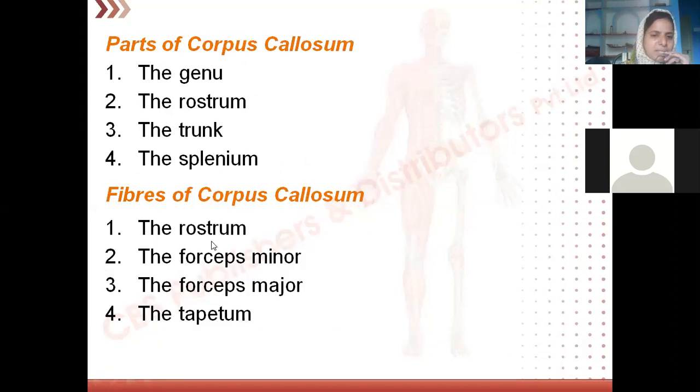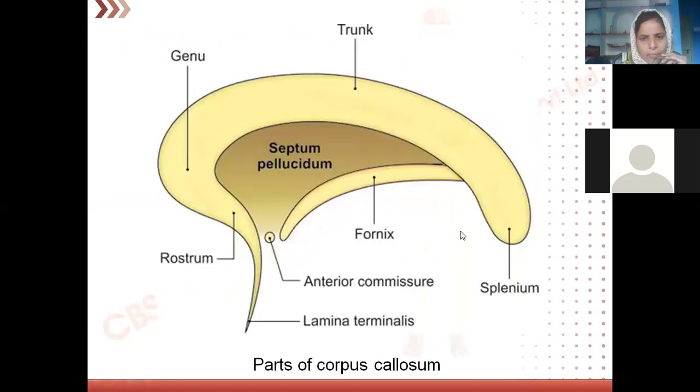Then the corpus callosum is connecting right and left. See, this is towards the frontal pole and this is towards the occipital pole. So we have the rostrum, genu, trunk or body, and the one behind is the splenium. Below the rostrum you have a projection downwards, which is the lamina terminalis. Below the trunk there is a small partition, the septum pellucidum. When you cut this thin membrane, you will see the lateral ventricle inside, and the CSF will come out.